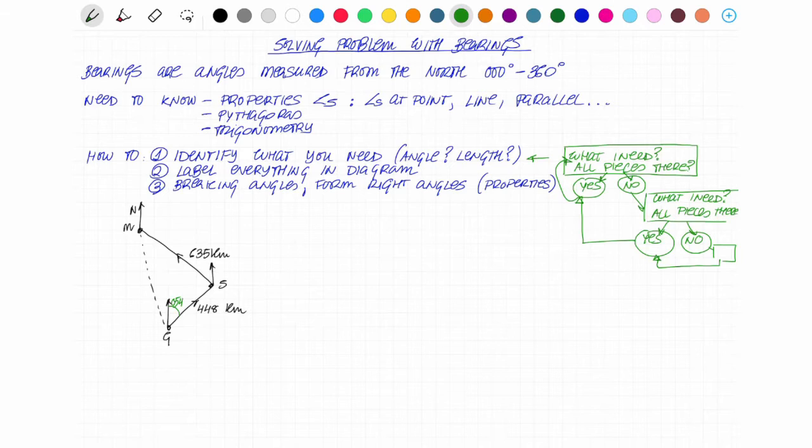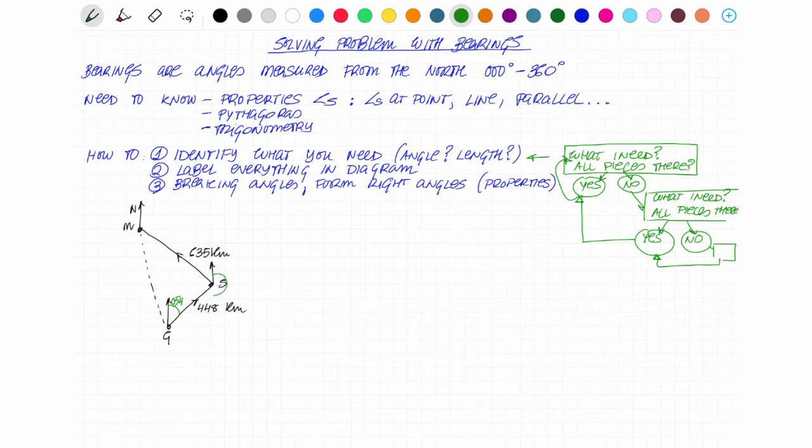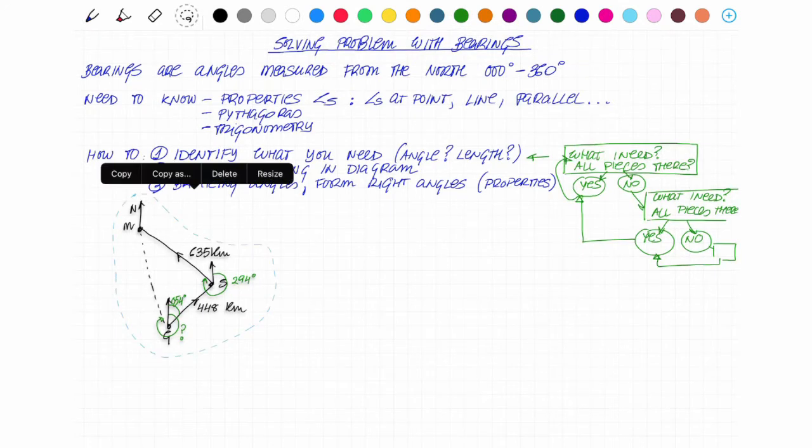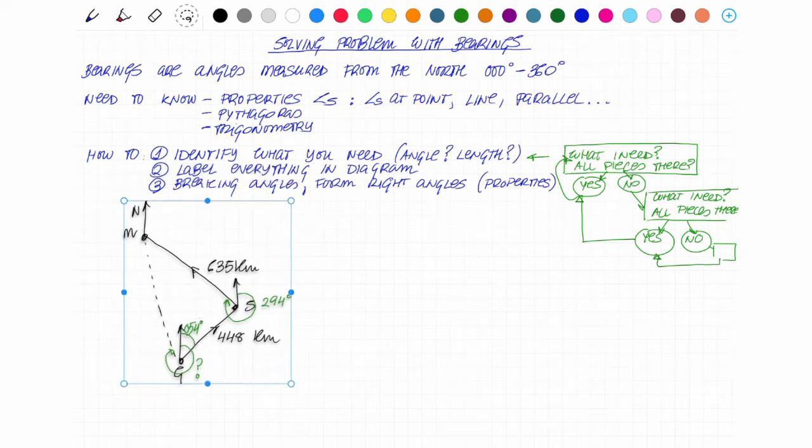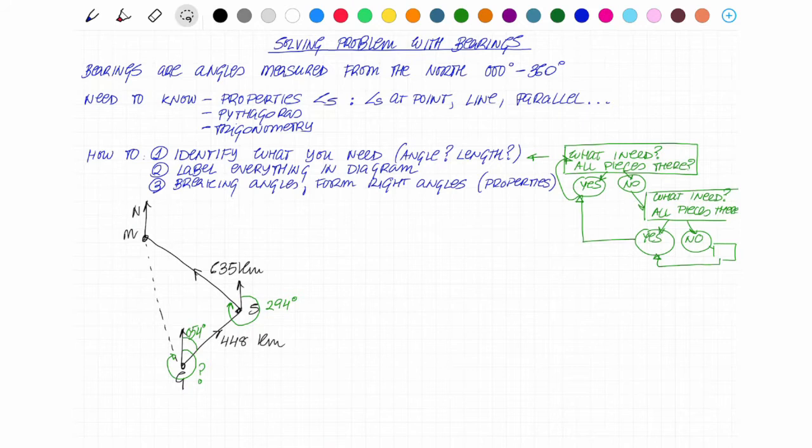054, and then it changed direction and it had a bearing of 294 for 635 kilometers more. So this bearing here, 294 degrees, and what they want is this bearing here from G all the way to M. Now it's going to come handy to have this slightly bigger, so we've got a bit of space, and that should be enough.